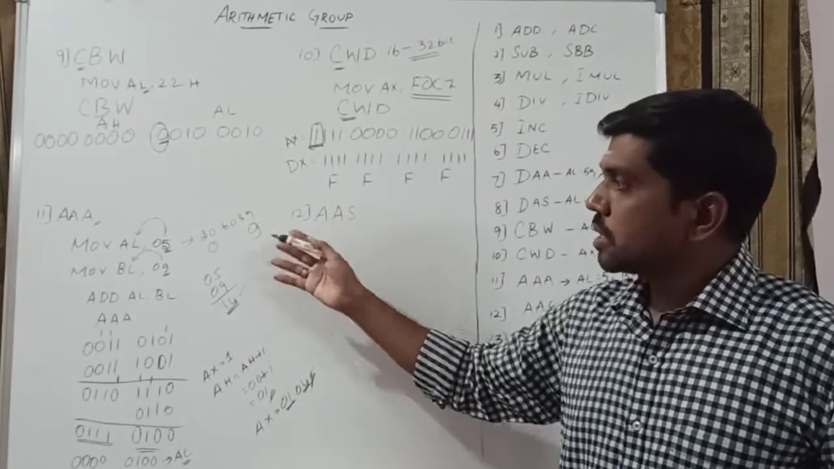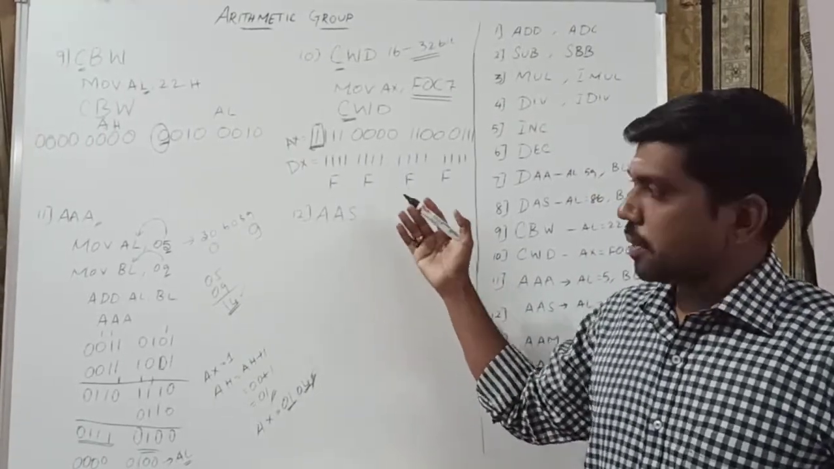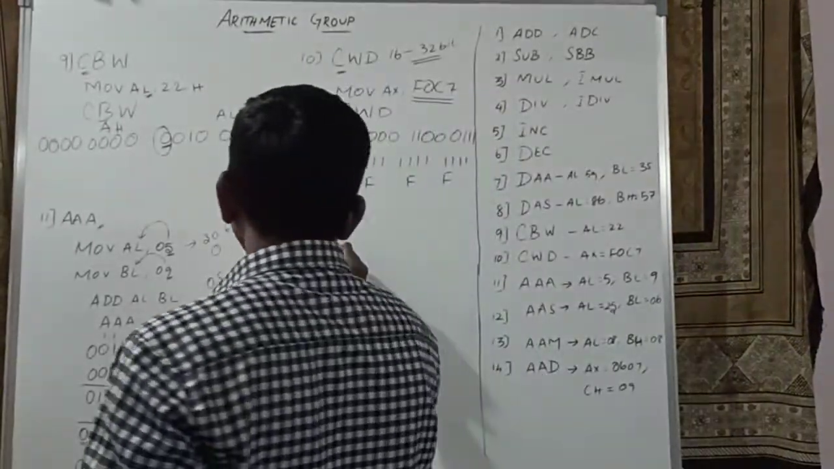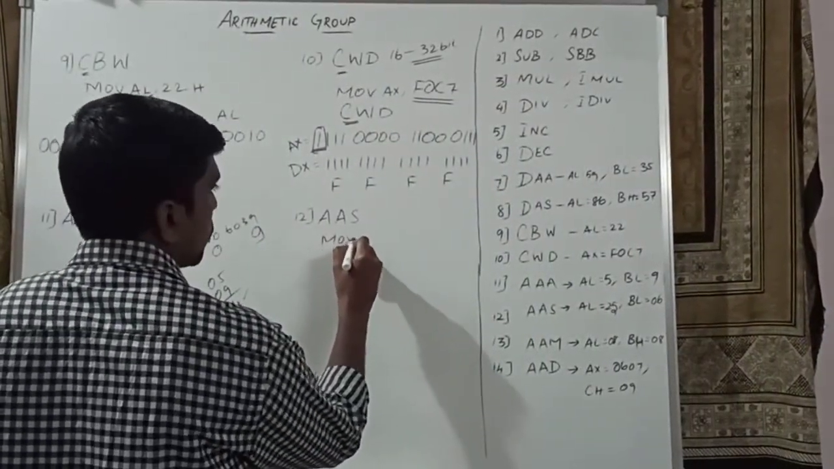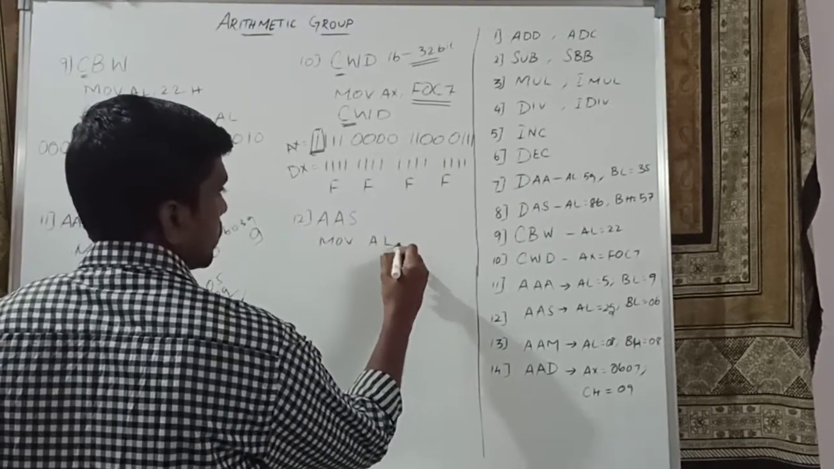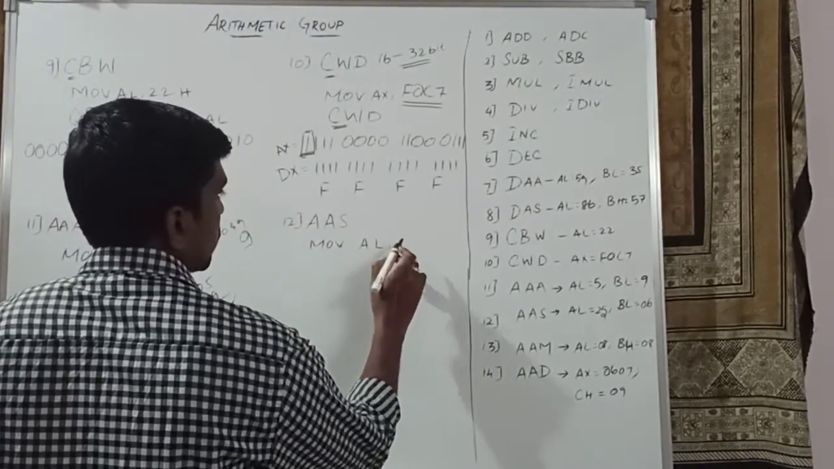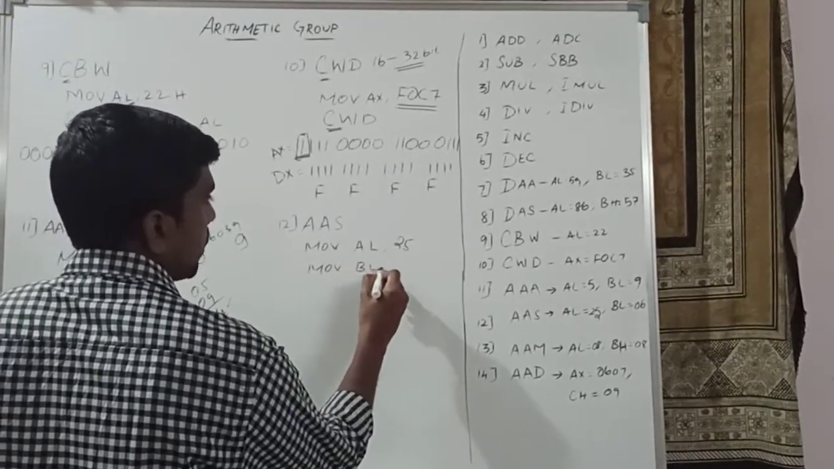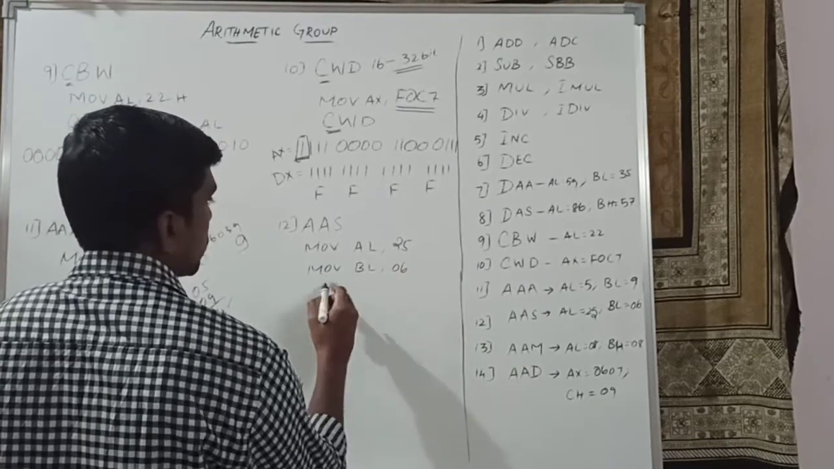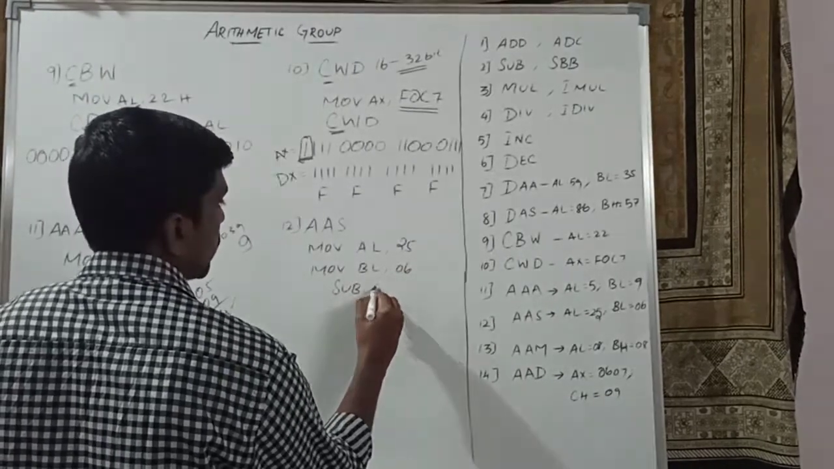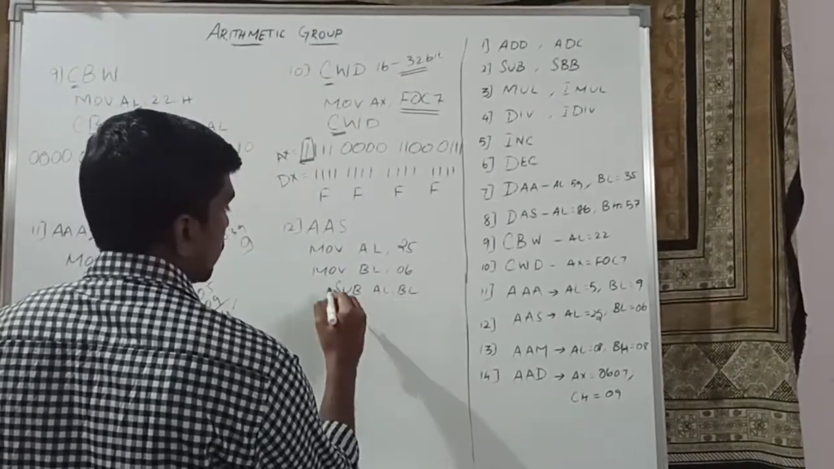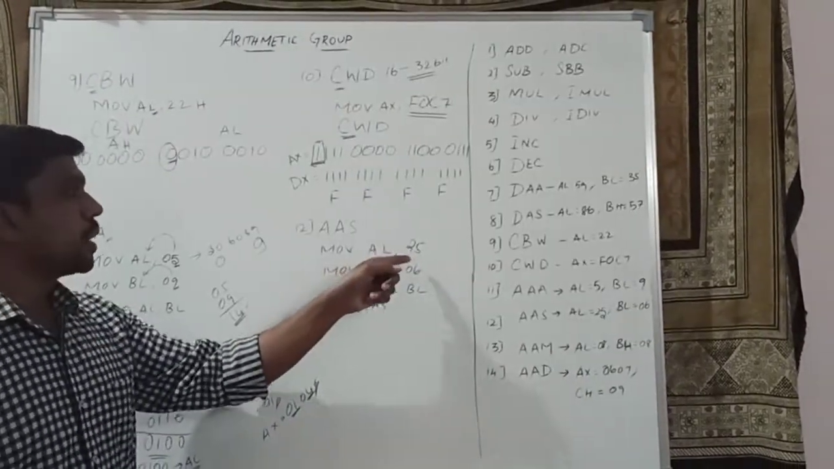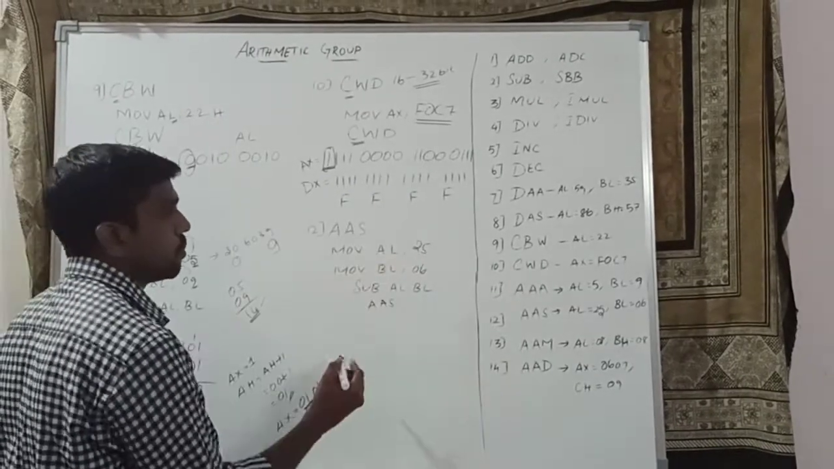But here you take the two numbers and subtract them. After that you can use the AAS instruction. Write the program: MOV AL, 25; MOV BL, 06; SUB AL, BL; AAS. The fourth instruction is AAS. So first you write the binary number for 25.